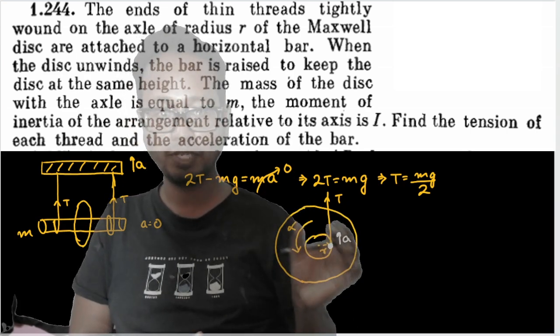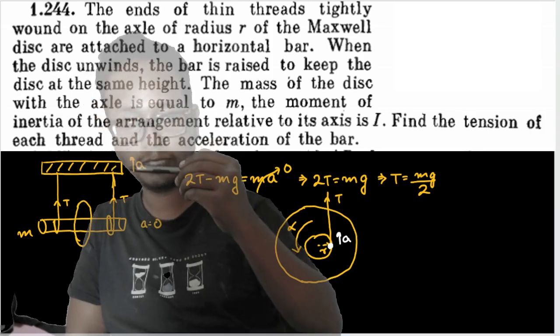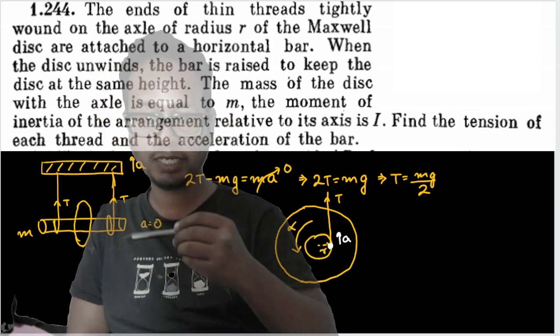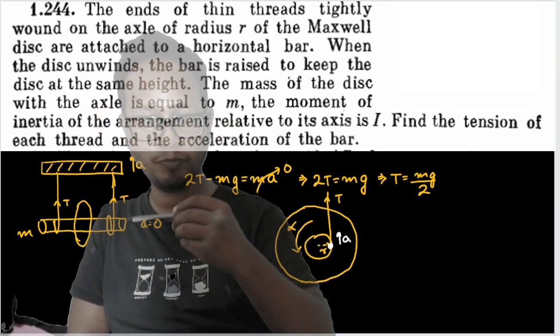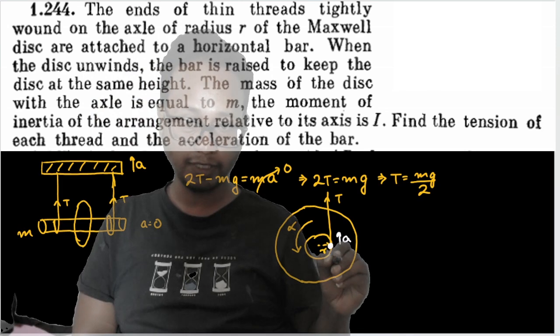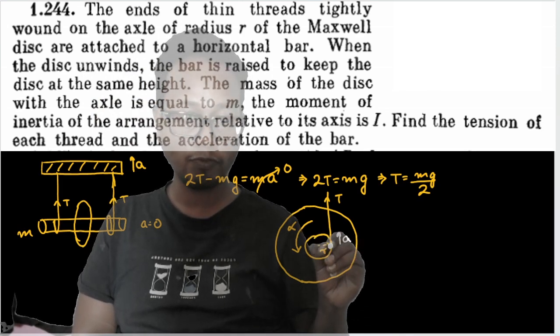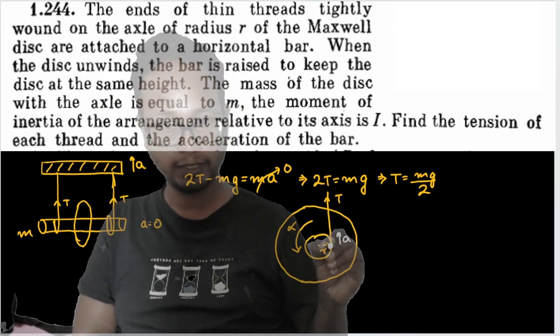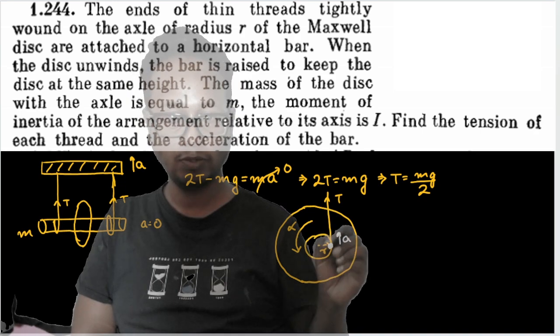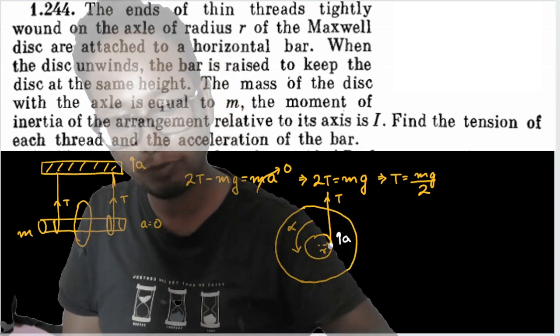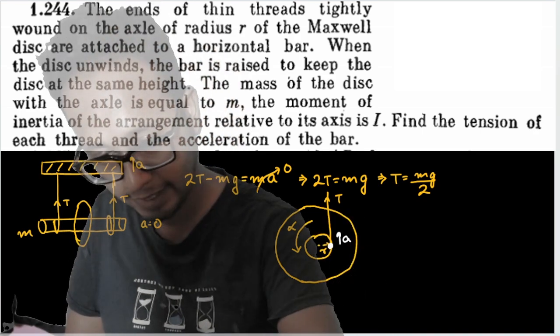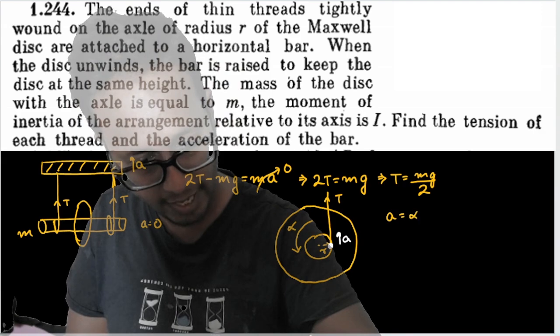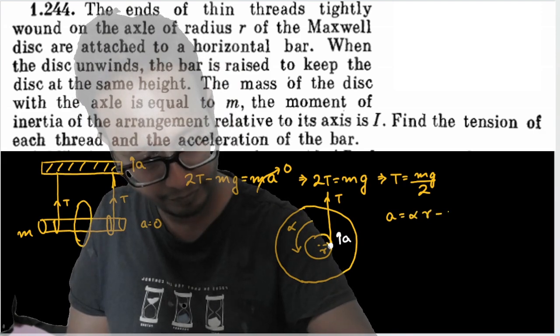This is the main point that you have to understand. If this body is moving upward with acceleration A, and this body is connected to the Maxwell disk by a rope, the point of contact is nothing but this one, and the linear acceleration of the point of contact is nothing but A in upward direction. Once you understand this point, this question is almost over. I can easily say that linear acceleration is equal to alpha into r, isn't it?